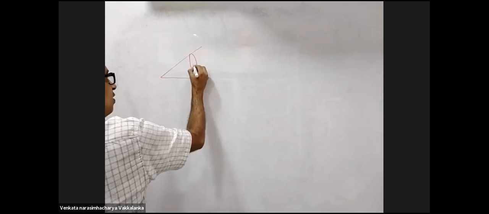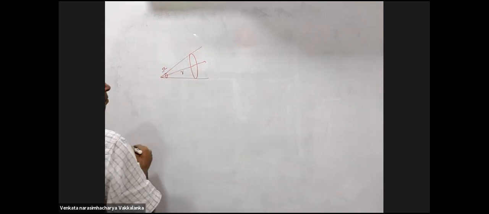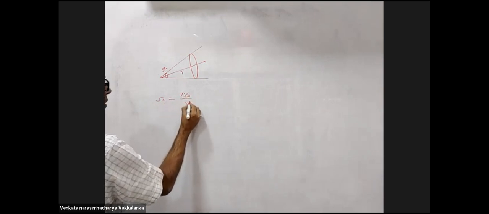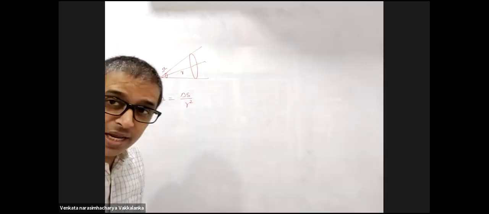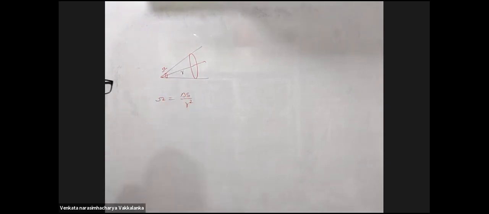Now this was a line integral. What if you take a surface? This angle will be called solid angle. Theta was L by R. Solid angle will be delta S by R square. Area by R square. Theta was linear angle. Linear angle was length divided by R. Solid angle is area divided by R square. What is solid angle? Area divided by R square.